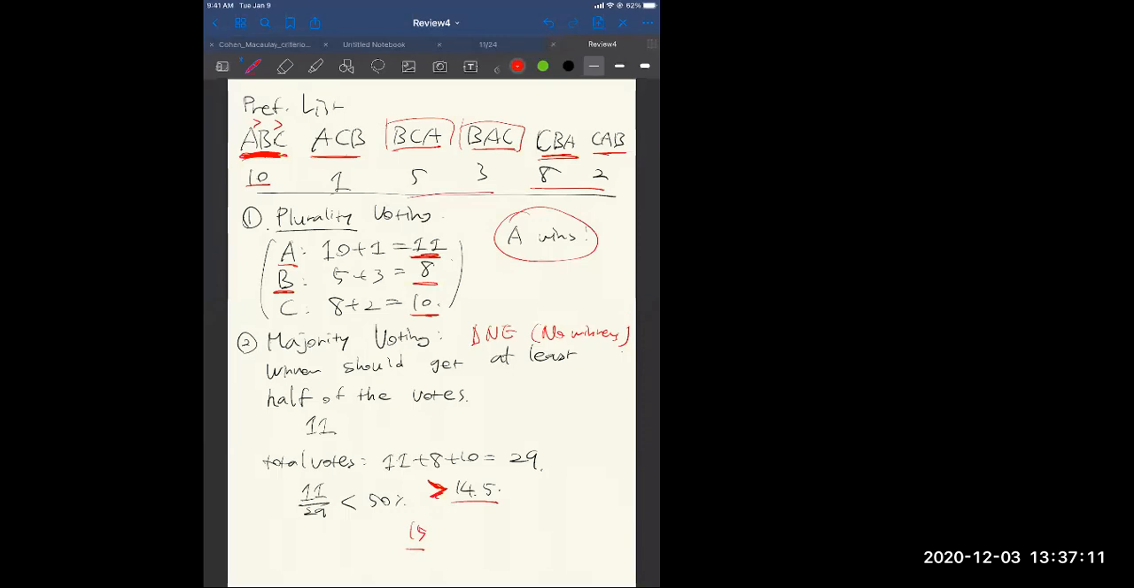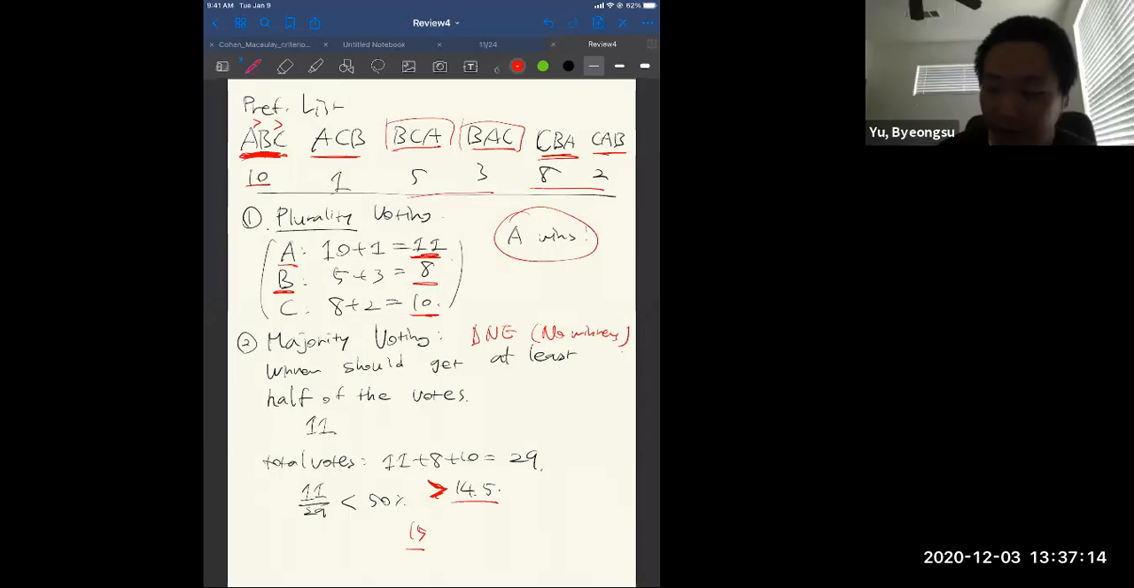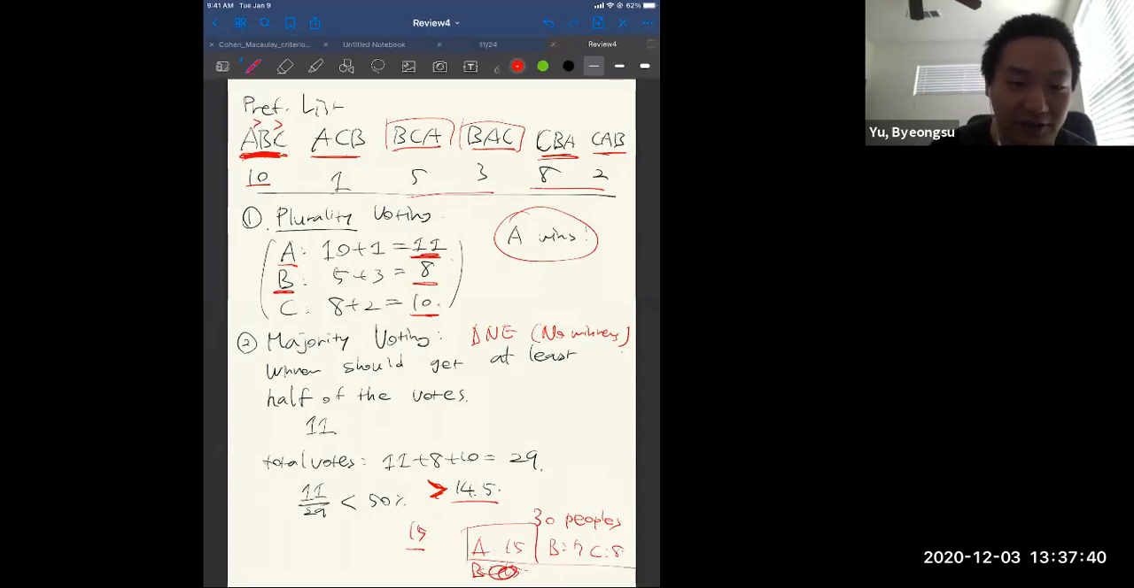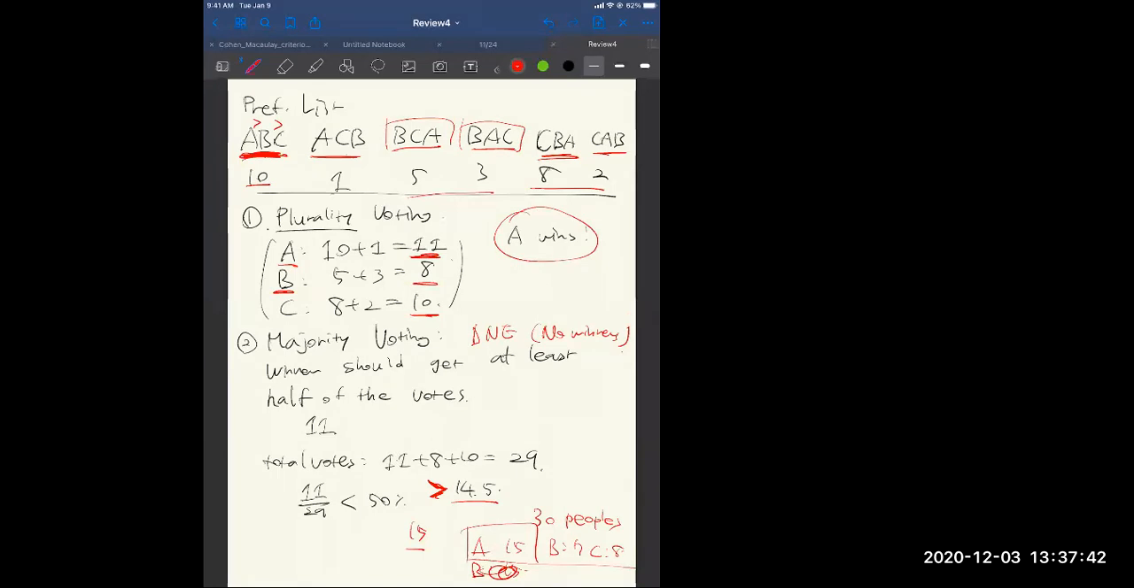But there is one case where even if a candidate gets half the votes, he doesn't win. It is the case where there are 30 people and A got 15 points and B also got 15 points. Then in that case, there are no winners, right? Except for that kind of case, for example, if A got 15 points and B got 7, C got 8, in this case, A wins in majority voting. So that's the special case. Okay, thank you, Miriam. Do you have any other question?